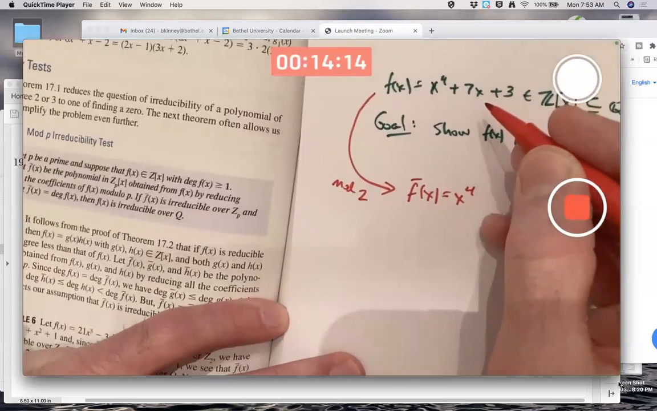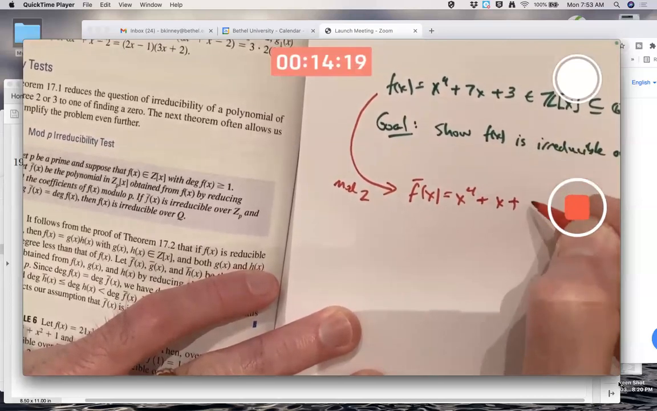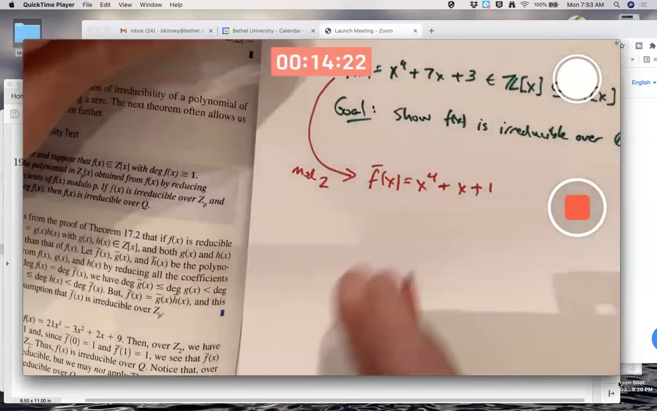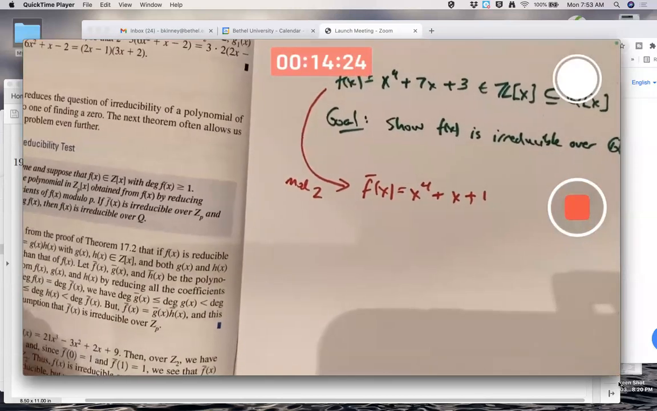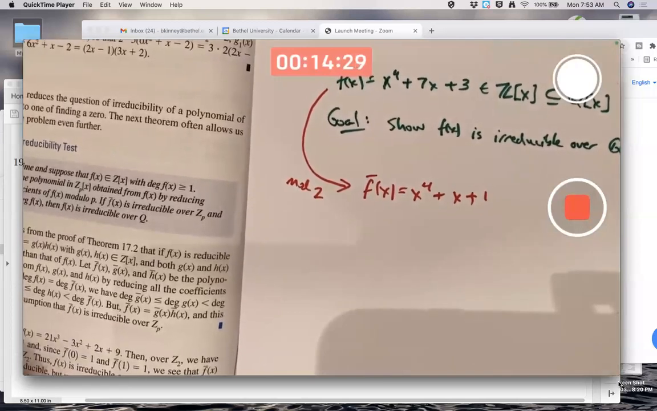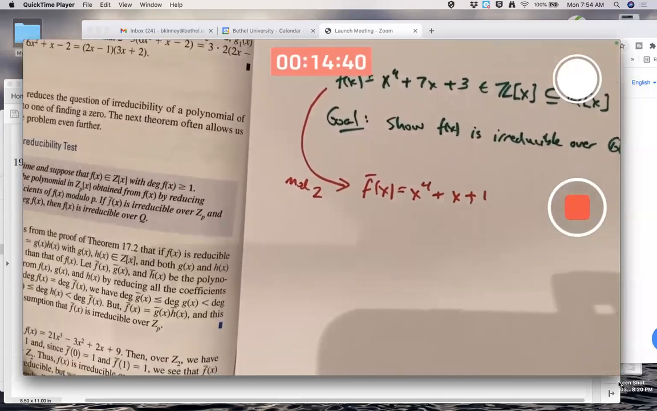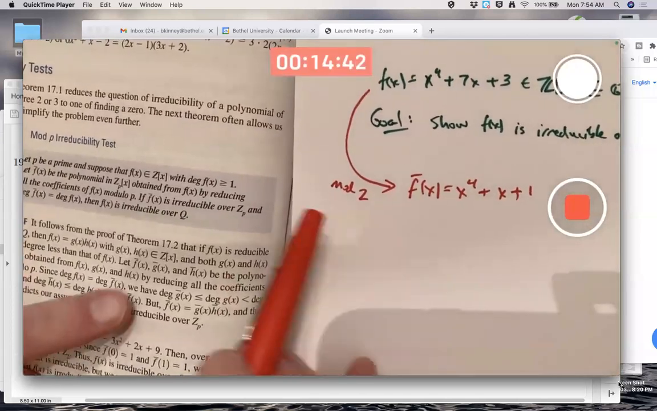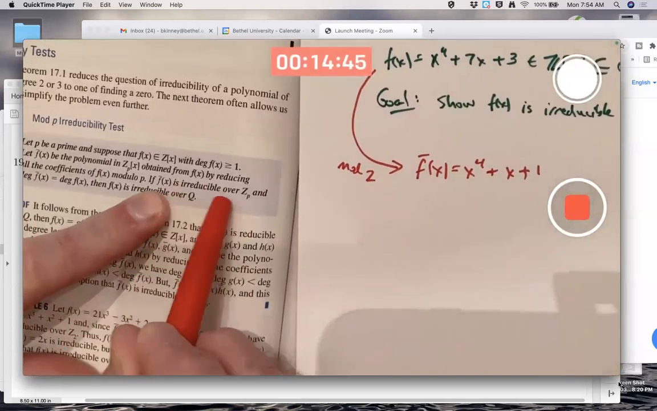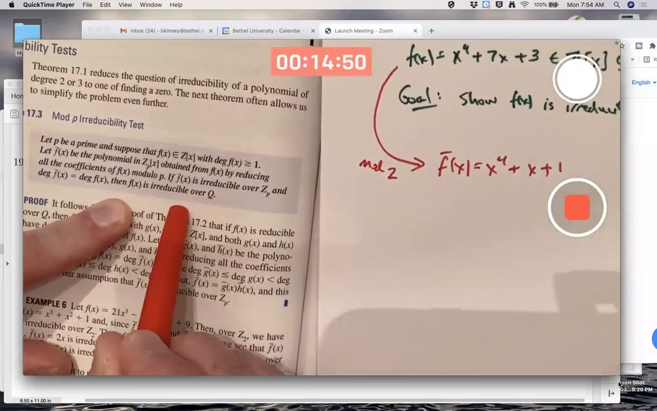7 mod 2 is 1, and 3 mod 2 is 1. There are also other coefficients that are all 0, right? 0x cubed, 0x squared, but of course 0 mod 2 is still 0, so those stay gone. So the question now is, is this irreducible over Z_2, since I'm modded by 2? If it's irreducible over Z_2, then f of x itself is going to be irreducible over Q.